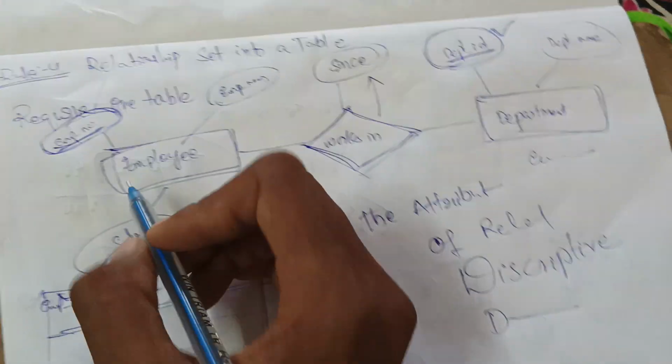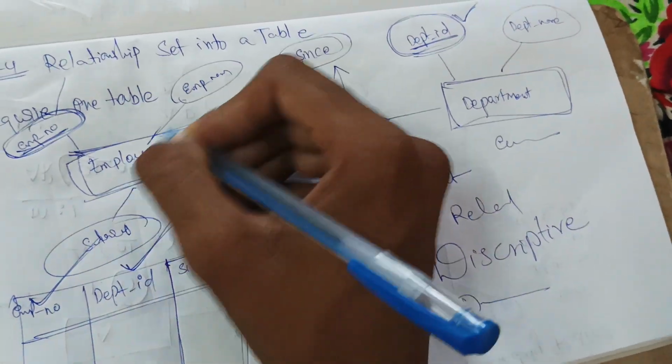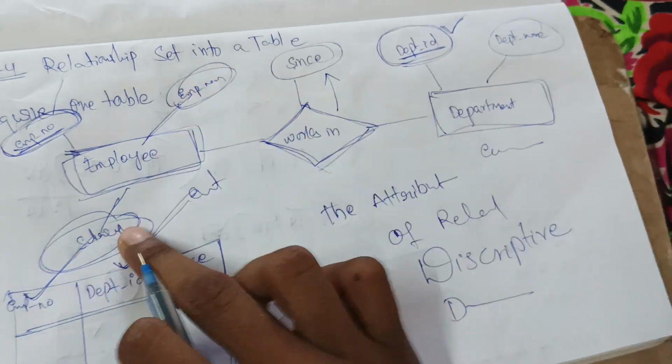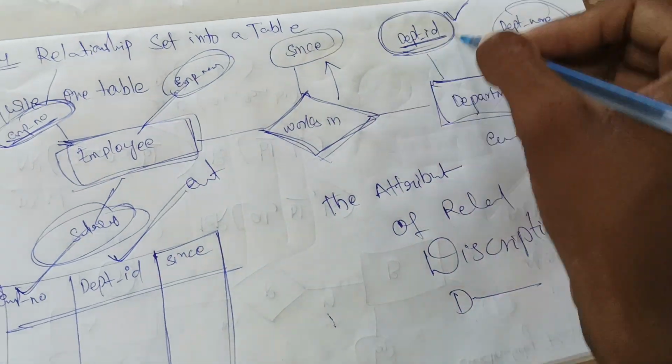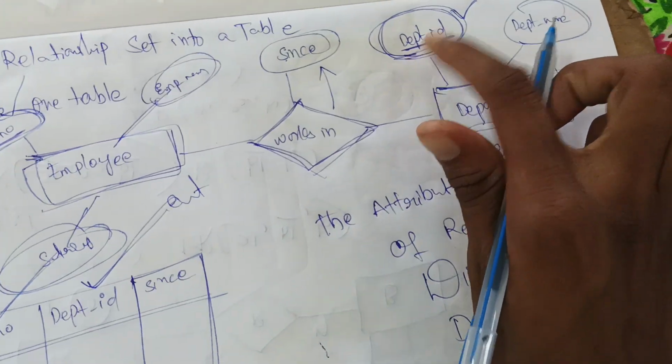Now let us observe this ER diagram once. Employee has the attributes salary and employment; these are simple attributes. Next, department has department ID, and department ID is the primary key.